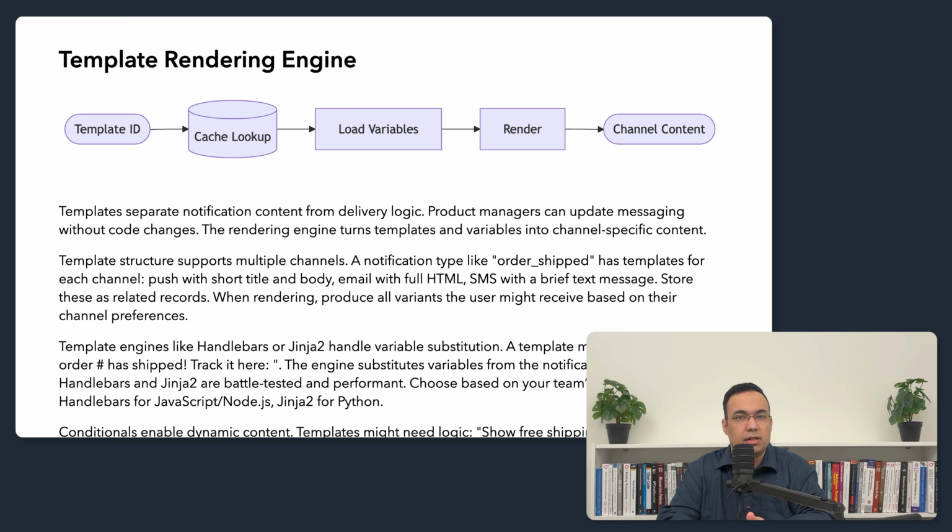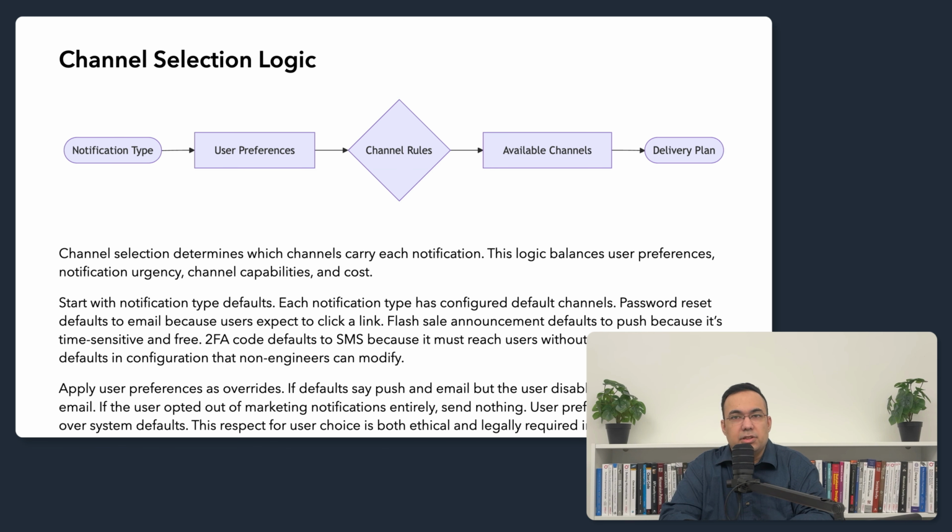Now let's examine the channel selection logic, which determines which channels carry each notification. This logic balances user preferences, notification urgency, channel capabilities, and cost.